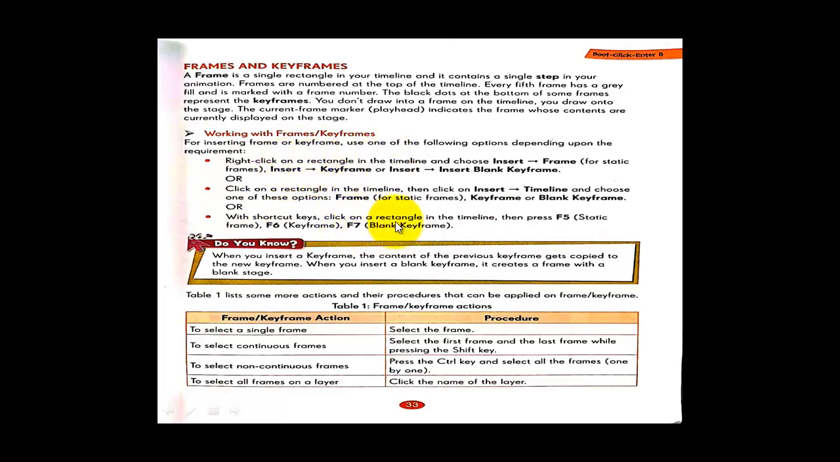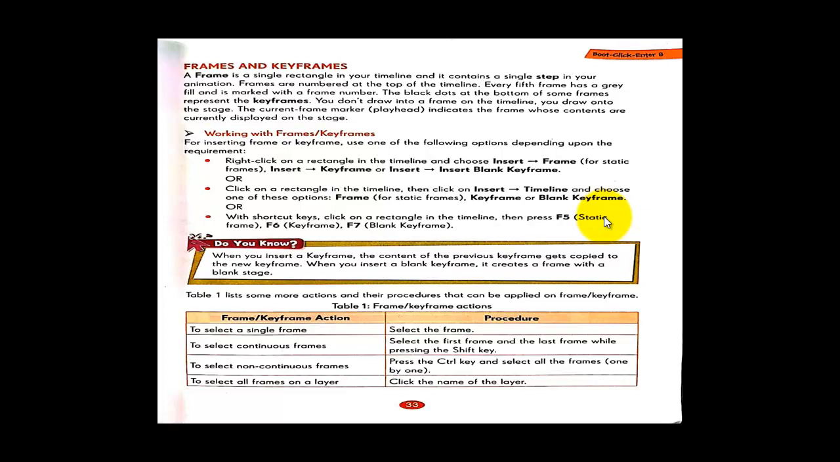Click on the rectangle in the timeline, then press F5 for static frames. For keyframes you have to press F6, and for a blank keyframe you have to press F7. These are the function keys you can find on top of your keyboard, from F1 to F12.